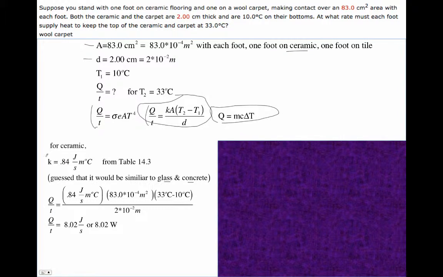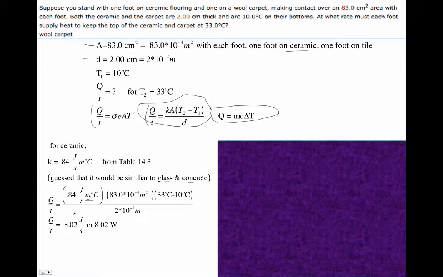I also tried looking on the internet and they just gave me a range, but I tried this one first. So Q over T is equal to my hopeful K times my area, converted to square meters, times my difference in temperature, divided by my distance, converted to meters. And by the way, I have to have these in meters because this K has meters in it.